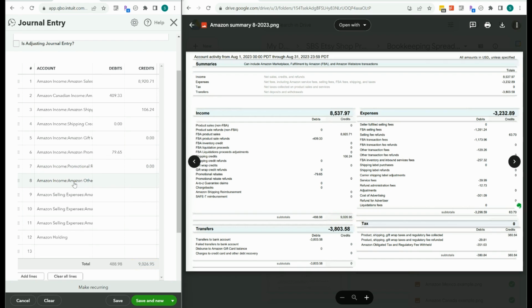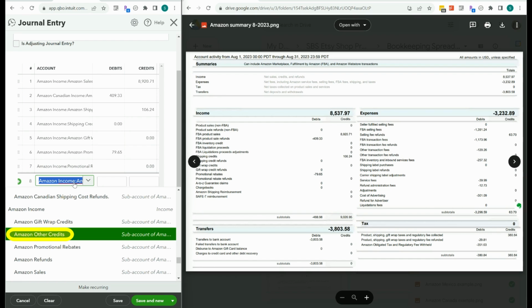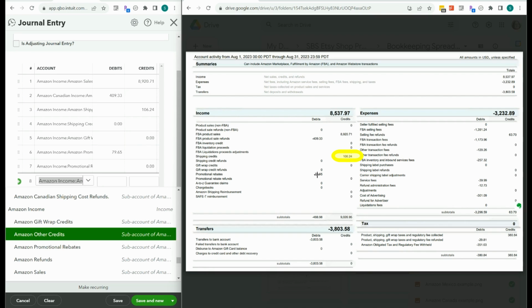Before I move on to expenses, this is the Amazon other credits line. Anything that we haven't used so far, Amazon inventory credit, liquidation, adjustment, safety, chargebacks, anything that we haven't broken out already gets combined and put into this line. Now you do need to pay attention to whether it would fall on the debit or the credit line. So for example, if this was liquidation and this was chargebacks, we would do 106.24 minus 79.65, and we would put that positive value on the other credits line. So that's how that would work.